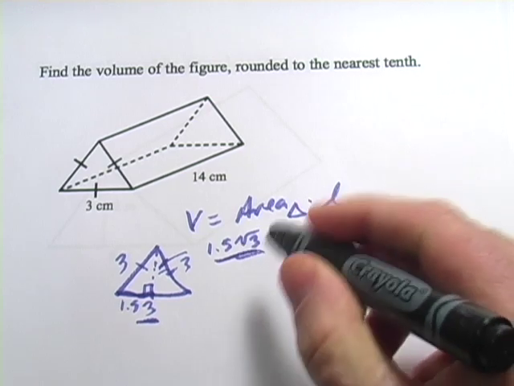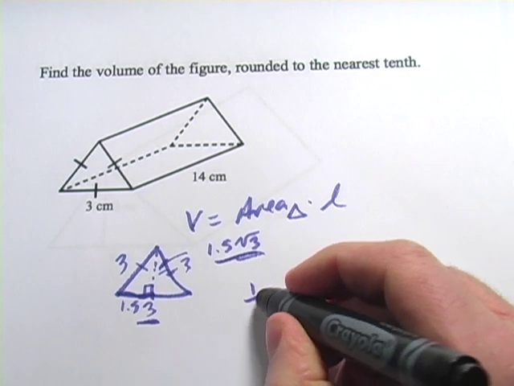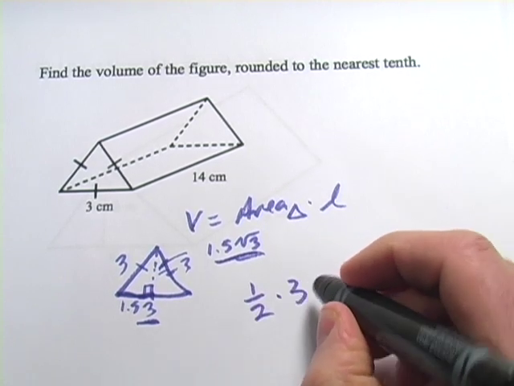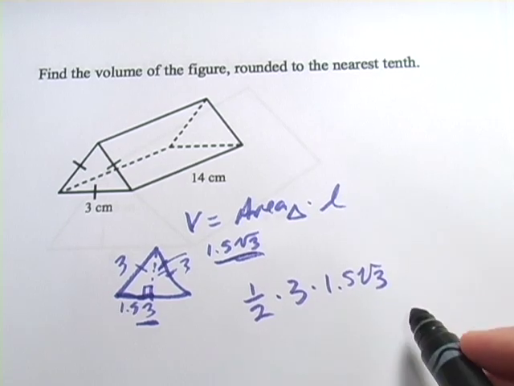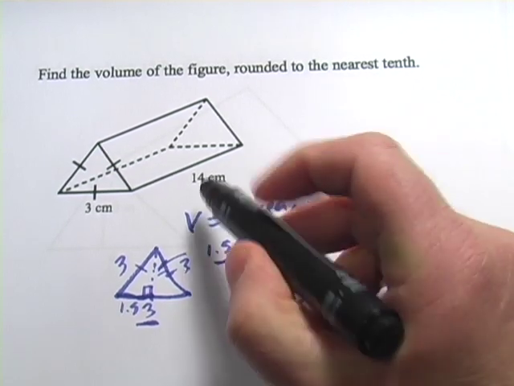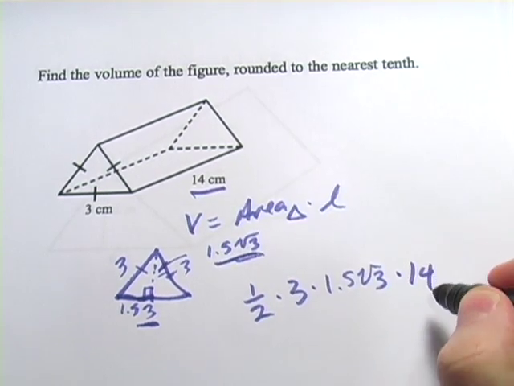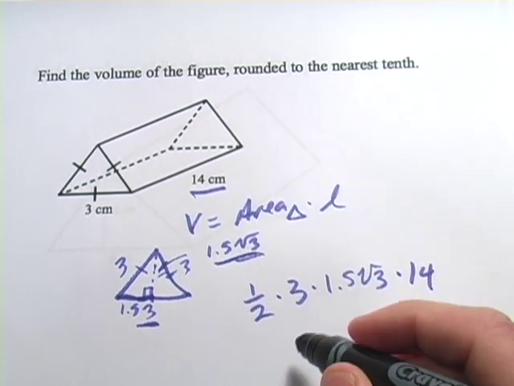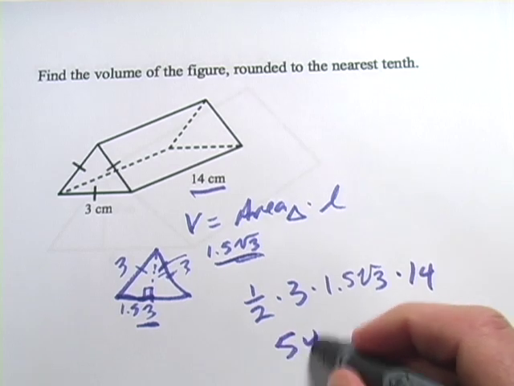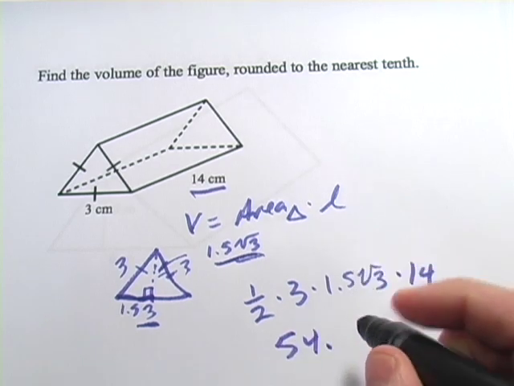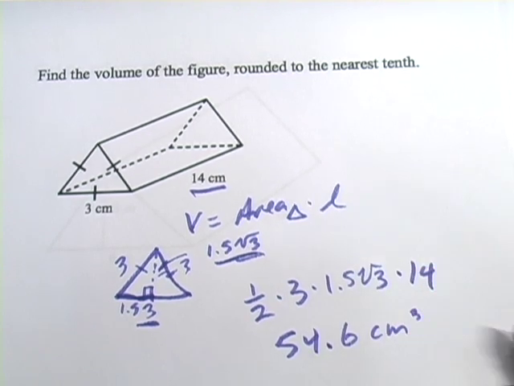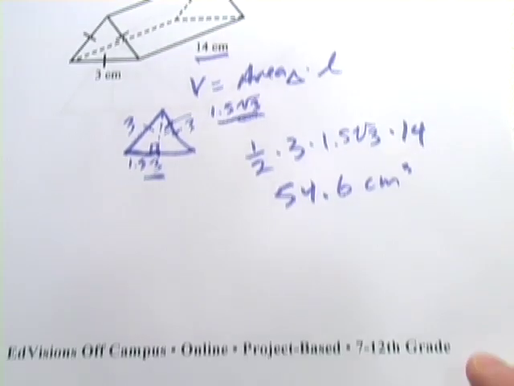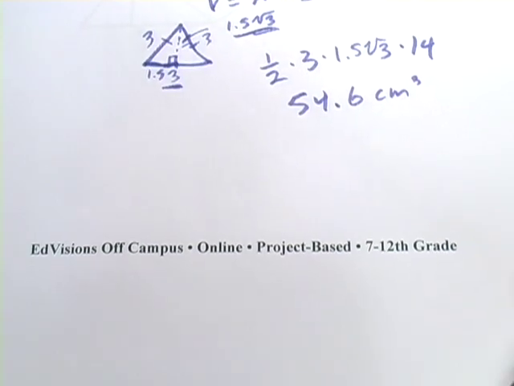We're ready to plug into this formula here. So the area of a triangle is 1/2 the base times the height. So 1/2 times 3 times 1.5 times the square root of 3. There's our triangle area. Now we're going to multiply that by the length of our prism, 14. And once you crunch the numbers on there, I think you're going to get 54. Let's see, they said the nearest tenth, so 54.6, and this was in centimeters, and it would be cubic centimeters because it's volume. So that's a little bit about calculating the volume of a triangular prism.